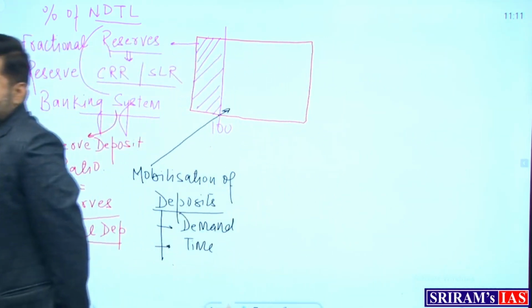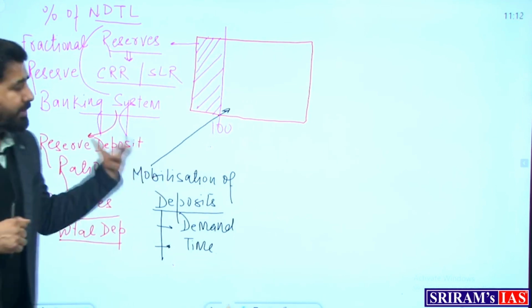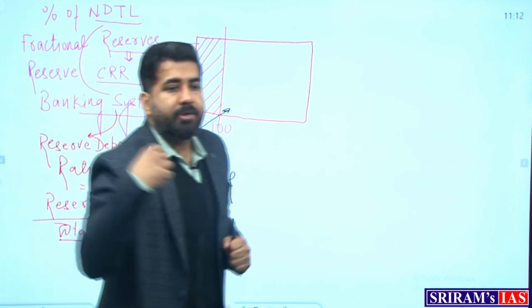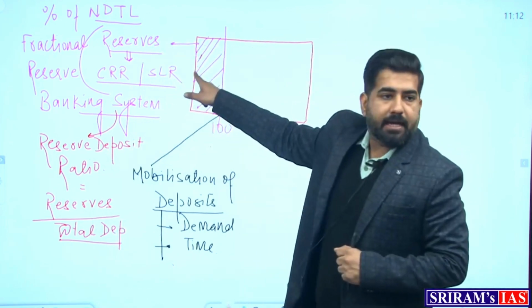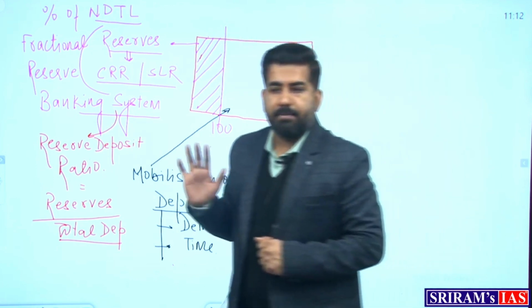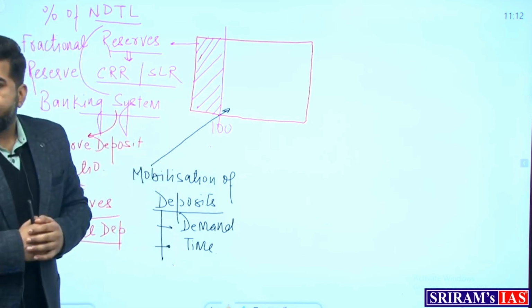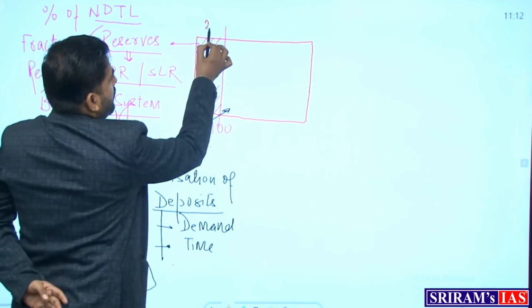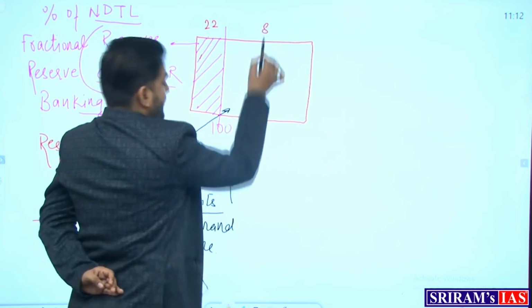Clear? Chalo. So first, suppose a bank has mobilized 100 rupees, the first prudential requirement that the bank needs to comply with is the CRR and SLR norms, which are set by the RBI. Now, after this, what happens? Suppose I say a total of 22 rupees is set aside. Now the bank is left with how much? 78.